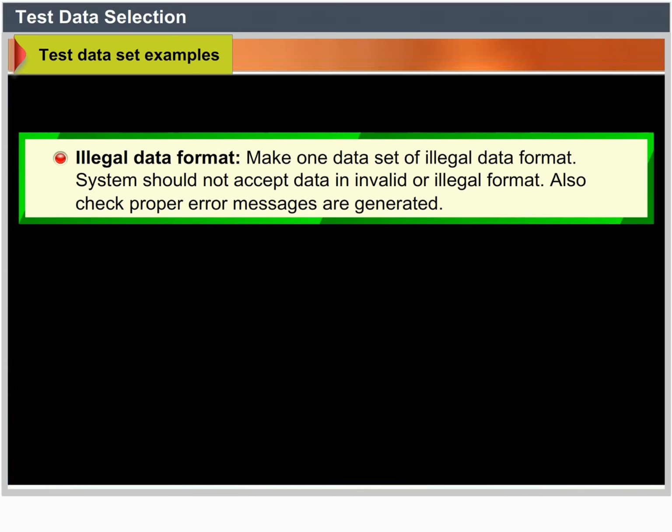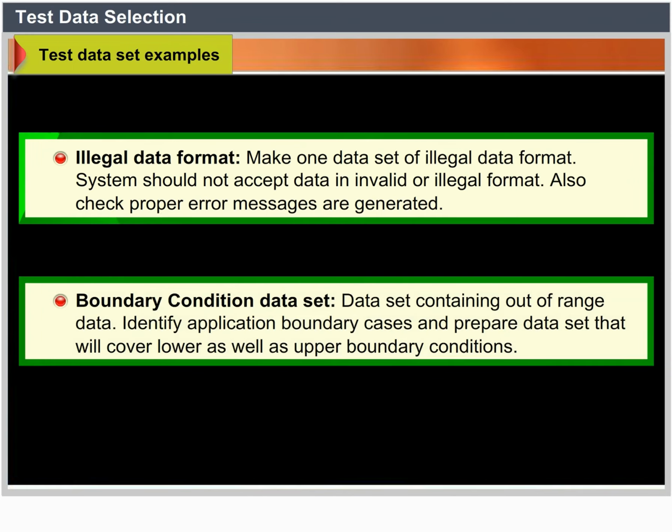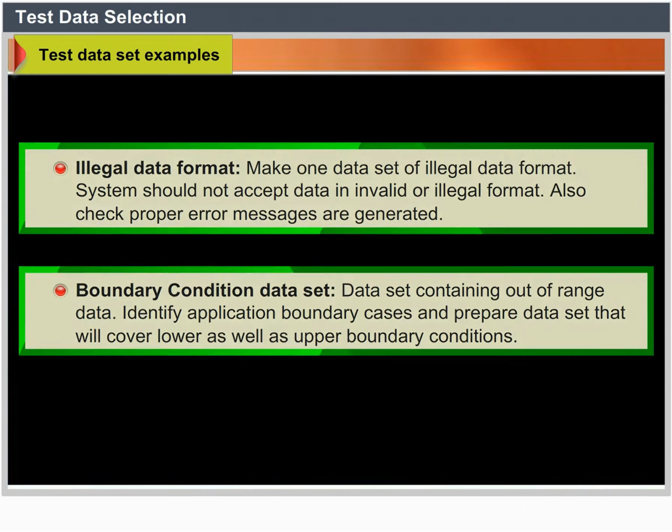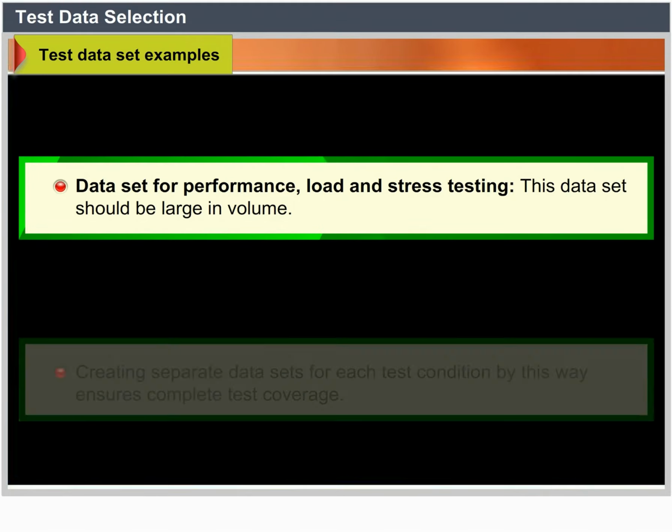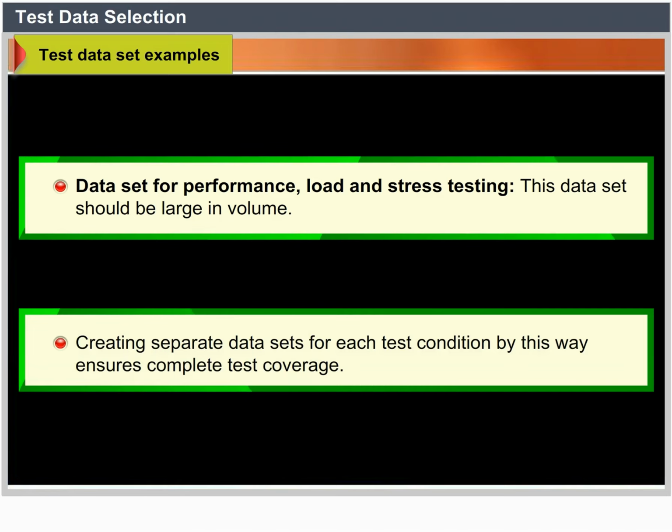Boundary condition dataset: a dataset containing out-of-range data. Identify application boundary cases and prepare a dataset that will cover lower as well as upper boundary conditions. Dataset for performance, load and stress testing: this dataset should be large in volume. This way, creating separate test datasets for each test condition will ensure complete test coverage.